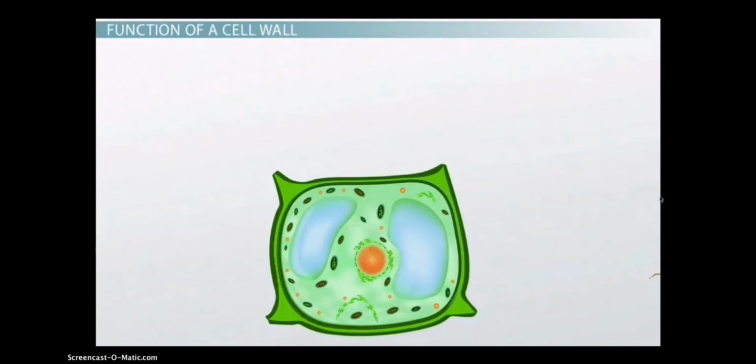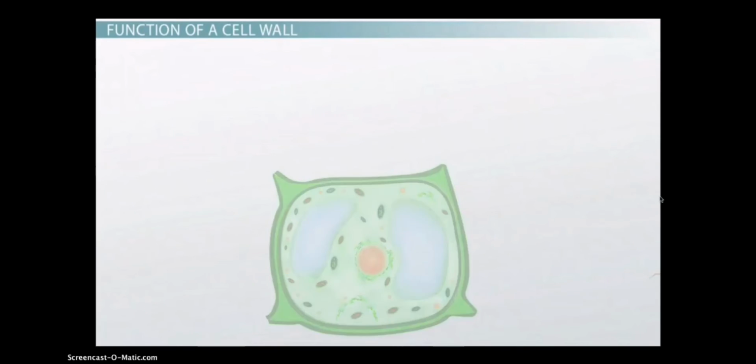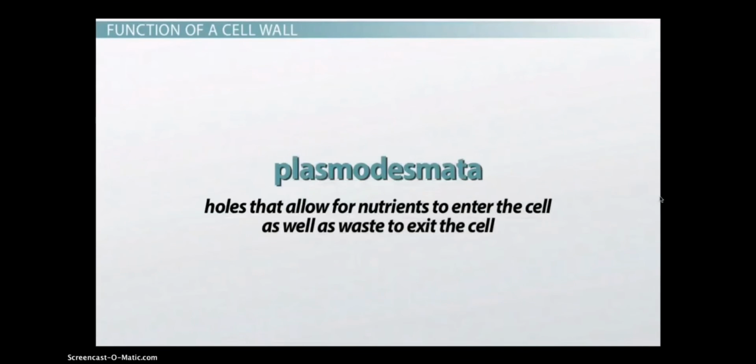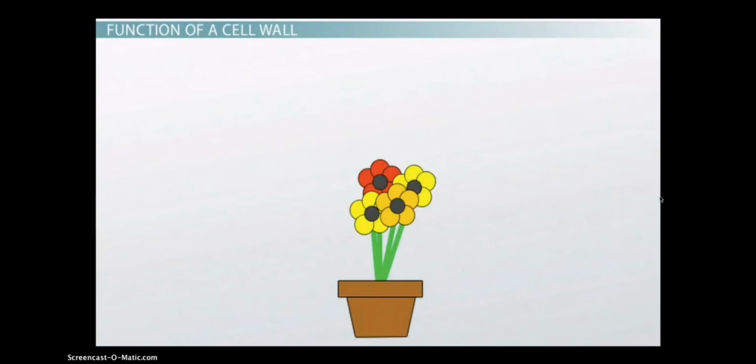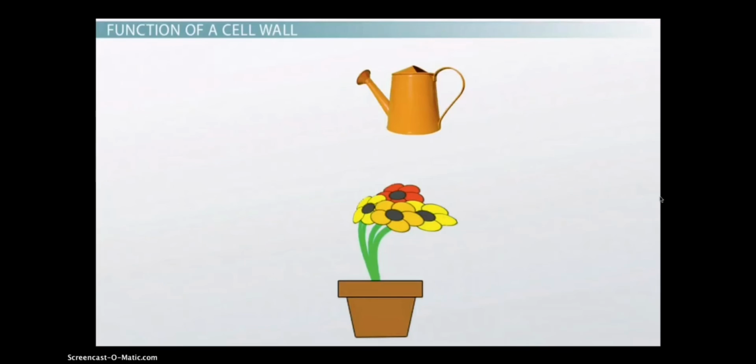But the cell wall still has its vulnerable areas. There are holes all over the cell wall called plasmodesmata. These are holes that allow for nutrients to enter the cell as well as waste to exit the cell. These small holes can cause the cell to lose water, and this is when the plant will start to droop. But as soon as the plant can get a drink, it will bounce right back up to its proper shape.